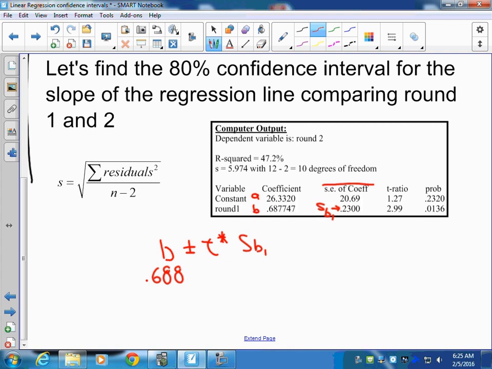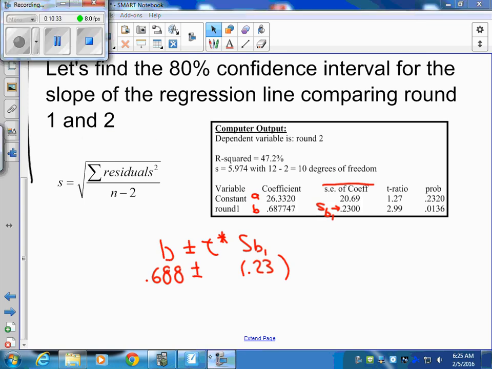Our B value, 0.688, plus or minus T star. We'll pull up the T chart that's given to you with the test, that you want to have as a resource to pull right from. And then we've got our S of B1 value, 0.23. Now, I forgot to pull up the T chart. I'm going to pause here real quick and I'll be right back. Okay, we're back now. I've got the T chart up. I didn't want to waste your time as I pulled that up from the shared drive.